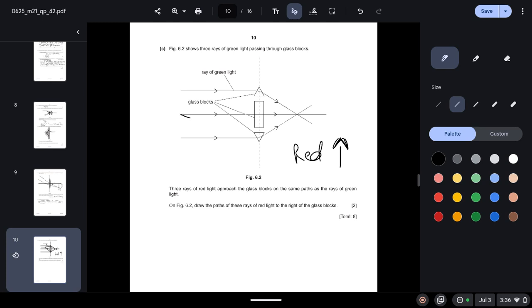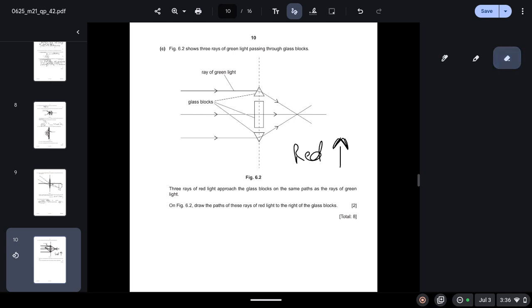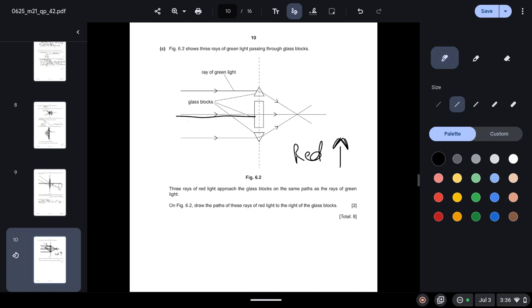So obviously the straight line will remain straight. There will be no change to this line. This will refract slightly less, so like this, and similarly refract less, so like this. So the red light will converge somewhere over here.